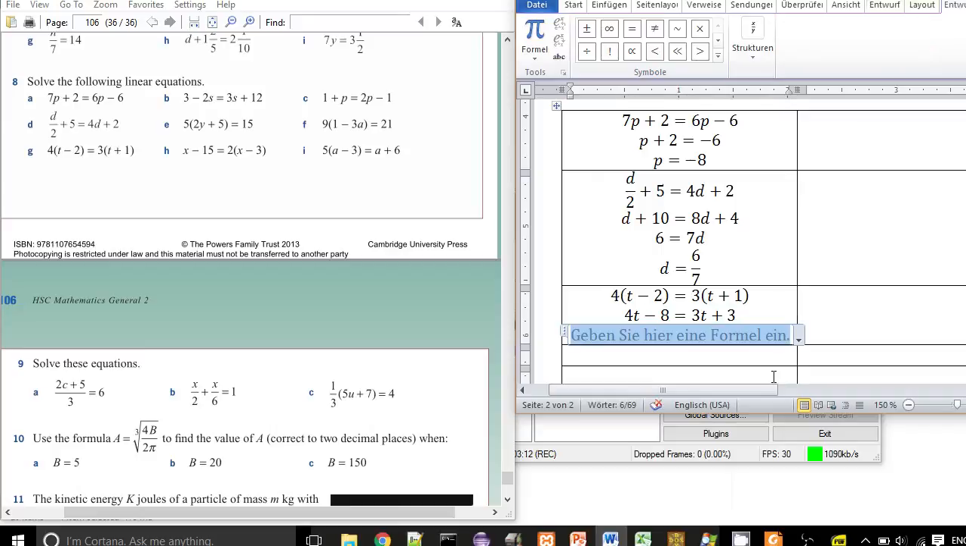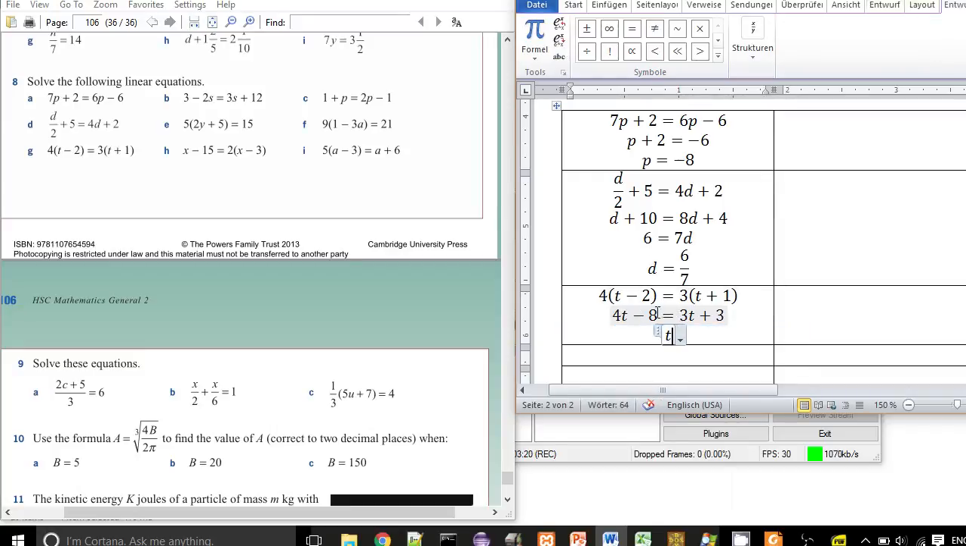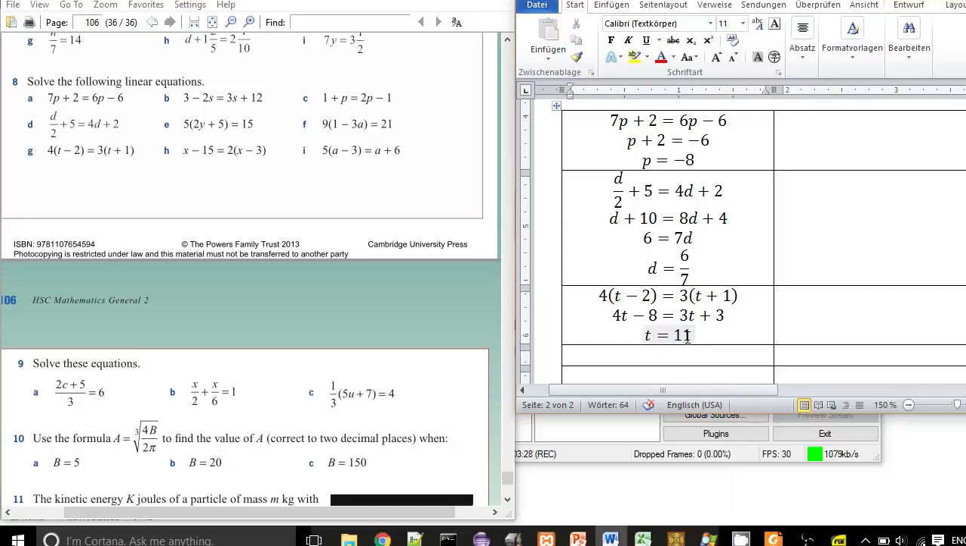Okay, so which side has more t? This side. So I'm going to subtract 3t. That'll just become t. 4t minus 3t is just t. This minus 8, I'm going to add 8 to the other side. So t equals 11. And sorry, I should be encouraging checking. So 11 minus 2 is 9. 4 times 9 is 36. 11 plus 1 is 12. 3 times 12 is 36. So it definitely works for that.